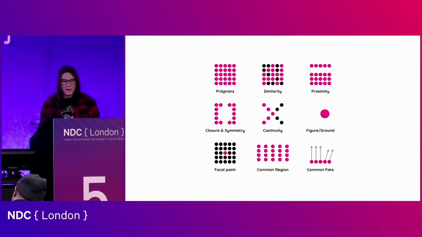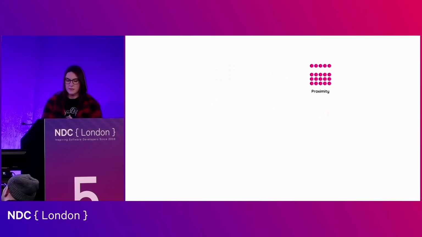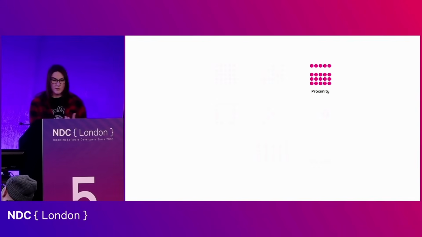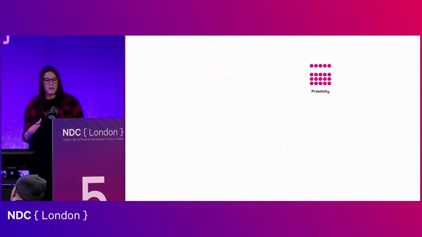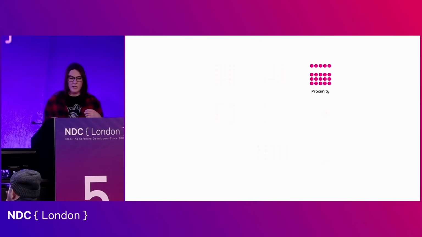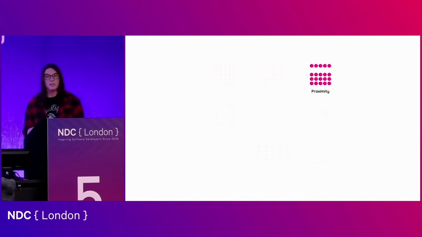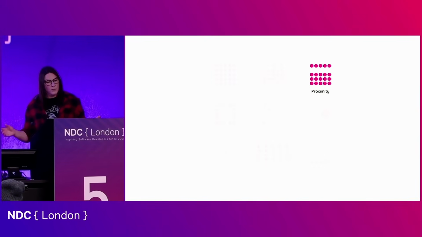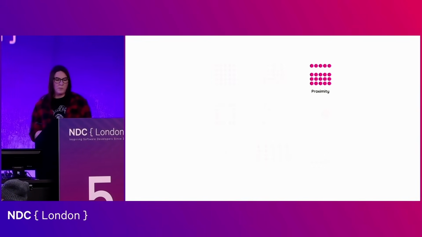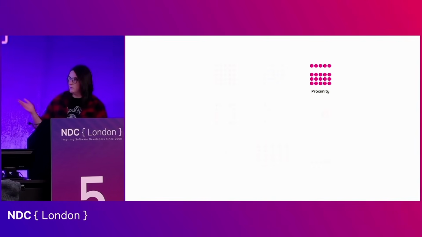I want to pick out 3 examples that are quite common in digital design. So the first is proximity. So using the space or the lack of space between things can help make those connections in our brain. Things that are close together are likely to be perceived as part of the same group, where elements that are spaced further apart will be in separate groups, as demonstrated here.